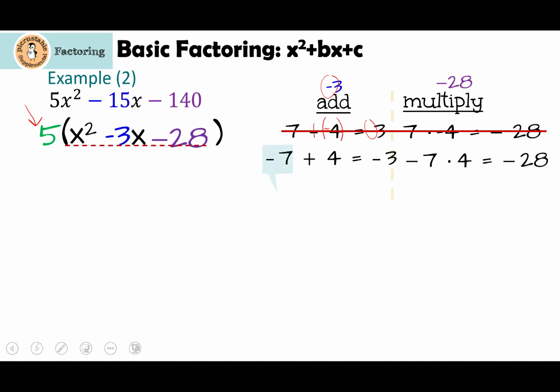Our next step? Well, we're going to make our parentheses. So I'm going to have x minus 7. So the negative 7 or the minus 7 comes from right here.